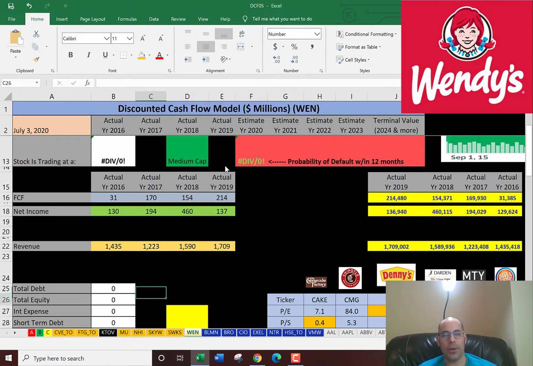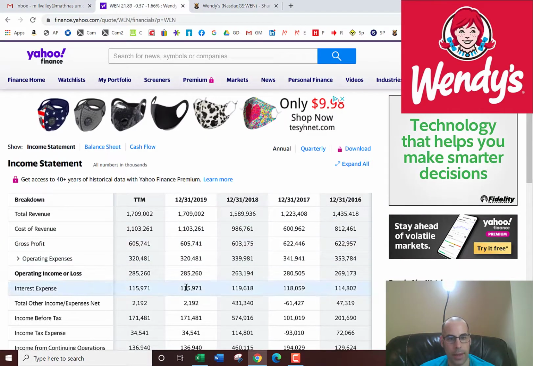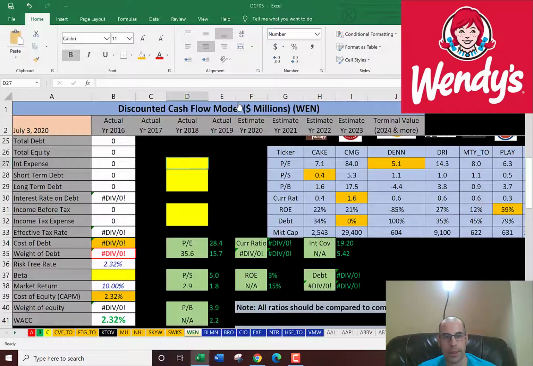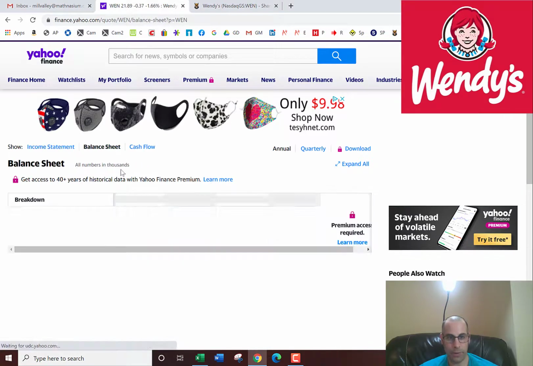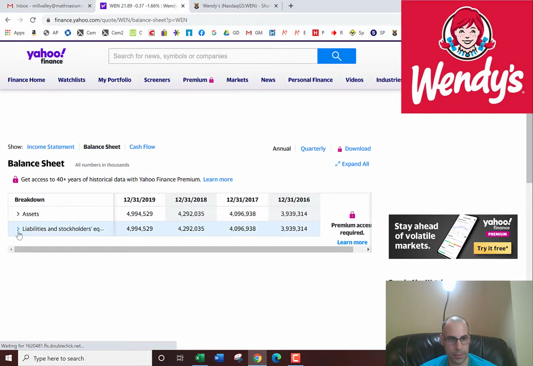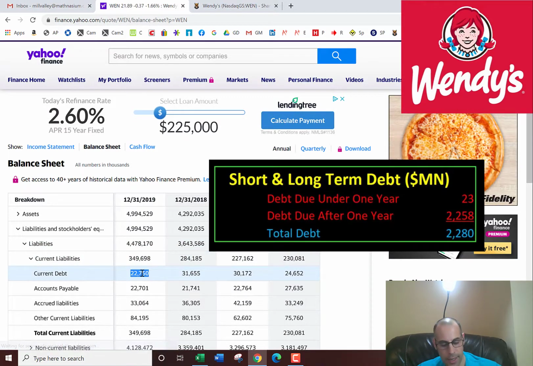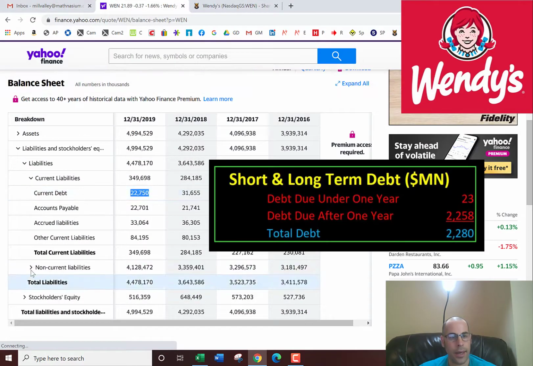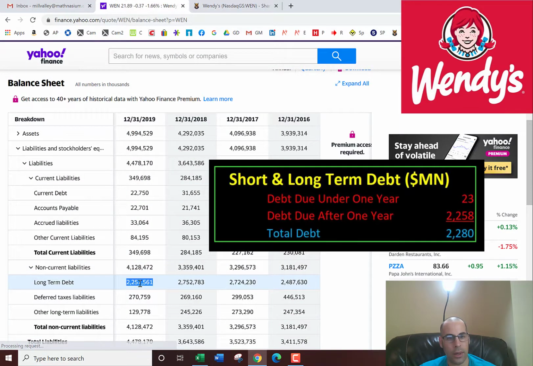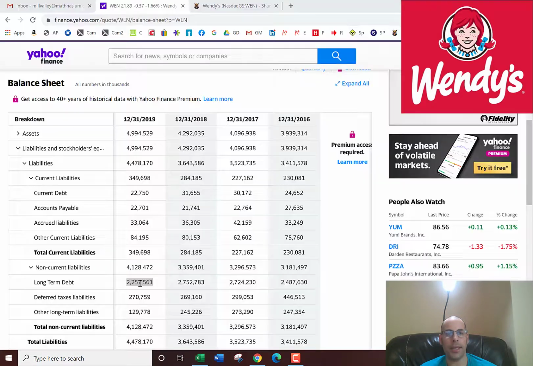Let's look at the capital structure of Wendy's to figure out what discount rate we need to apply to the future cash flows. So the interest they pay on their debt is $116 million, and that's from the income statement. And to figure out how much debt they have, we'll go to the balance sheet, then go to the liability section. Under current liabilities is current debt. Debt due within 1 year, that's $23 million. And then we'll go to non-current liabilities. The long-term debt of $2.3 billion is due after 1 year. So they pay 5% interest on the debt.